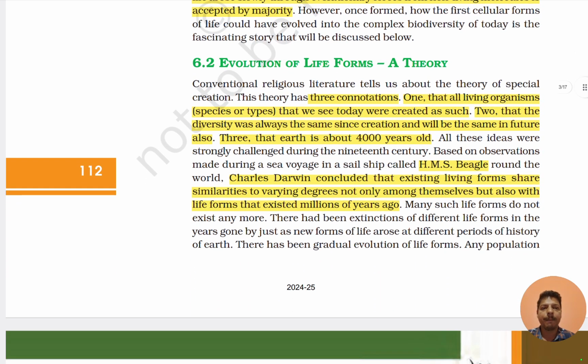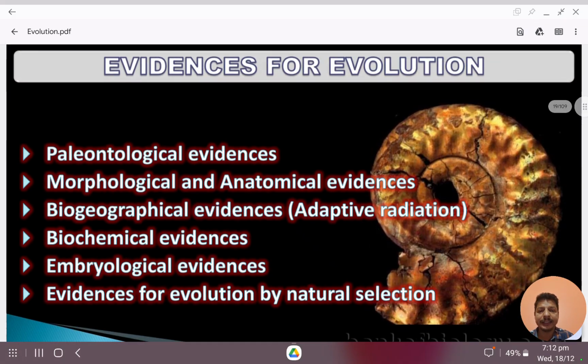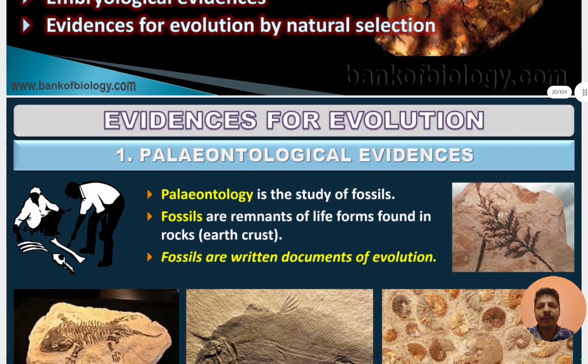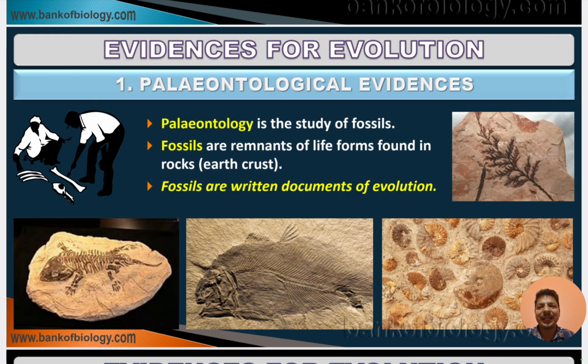Evolution of life, a theory. Let's see in the PDF what it says. First of all, paleontological evidences, morphological and anatomical evidences, biogeographical evidences, that is adaptive radiation, biochemical evidences, embryological evidences and evidences for evolution by natural selection. First of all, paleontological evidences. Paleontology is the study of fossils. Fossils are remnants of life forms found in the rock or earth crust. Fossils are written documents of evolution.